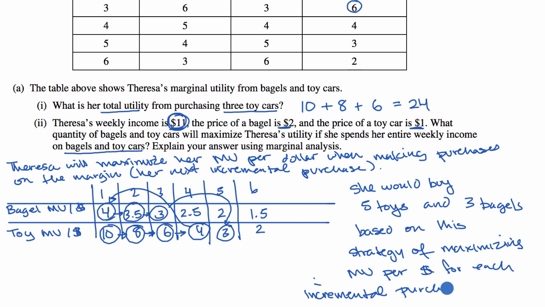Did I answer all of the questions? We said the quantity of bagels and toys that will maximize her marginal utility if she spends her weekly income, and then we have explained using marginal analysis. Yep, we're looking good.